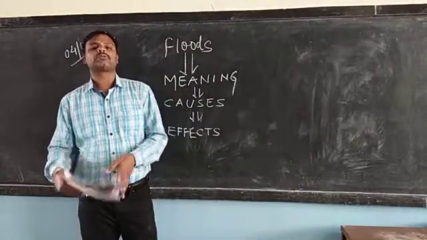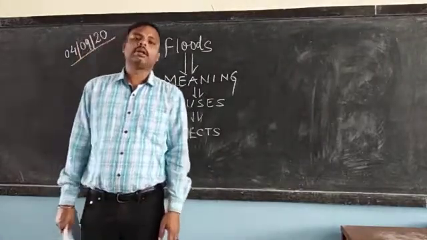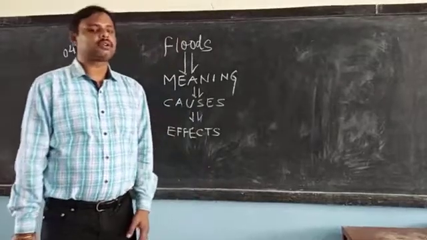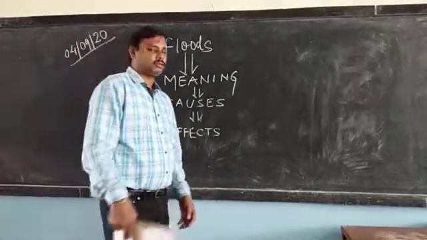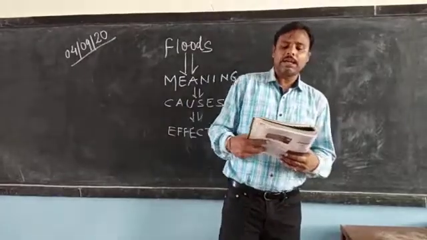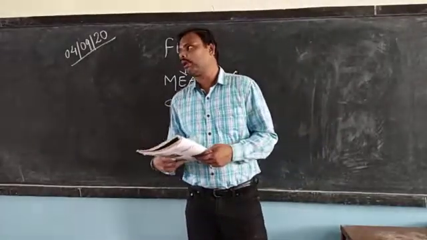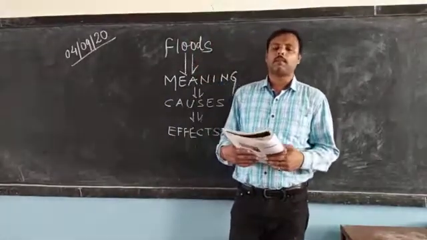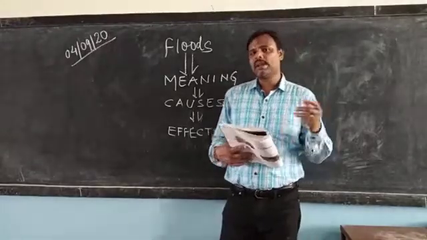The next is causes of flood. Now, what are the reasons that floods occur? Why do floods occur? What are the major reasons? The first one is heavy and prolonged rainfall, which is the most important cause of flood. One major cause I told you is the heavy rainfall.